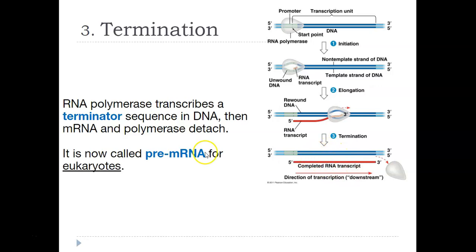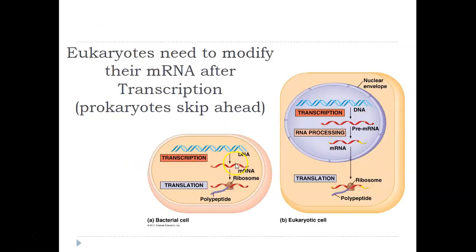Now for eukaryotes, that's called pre-mRNA. For prokaryotes, that's just it. There's no processing, so it's done. But for eukaryotes, we can do more things to it.